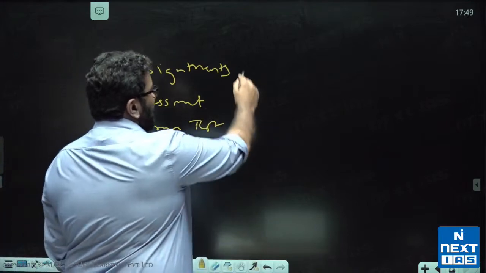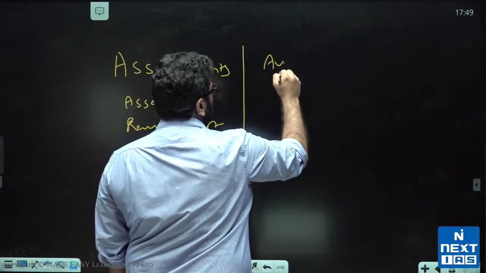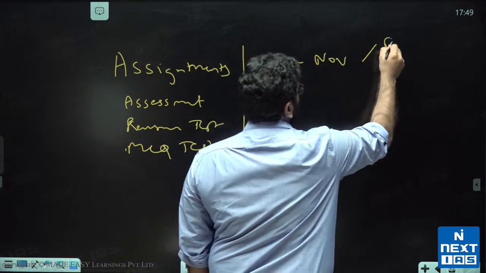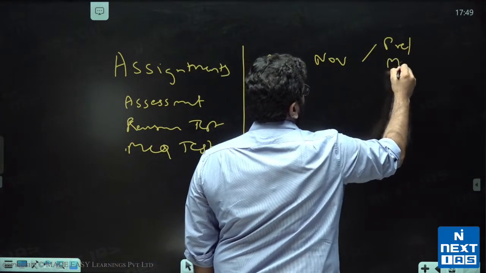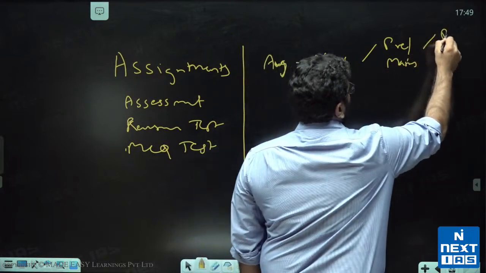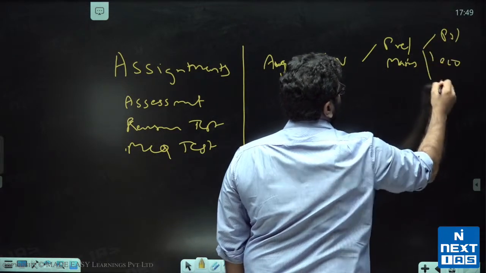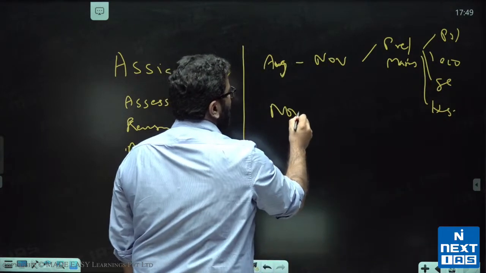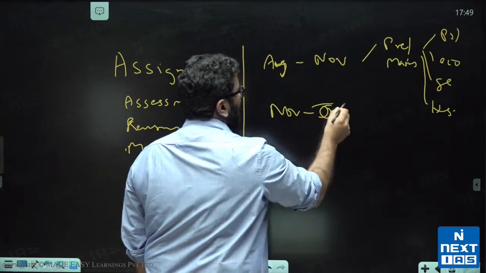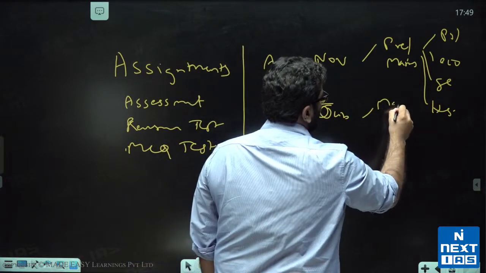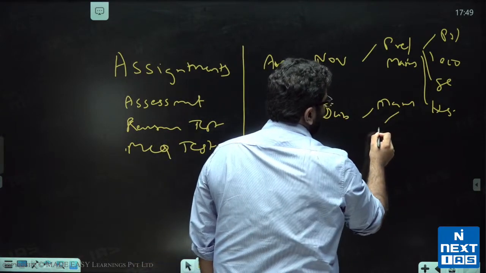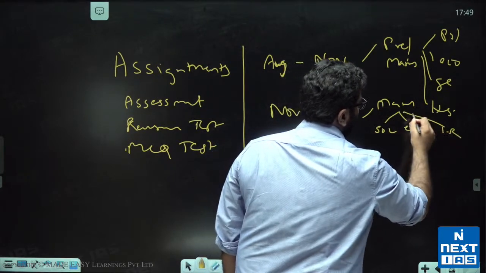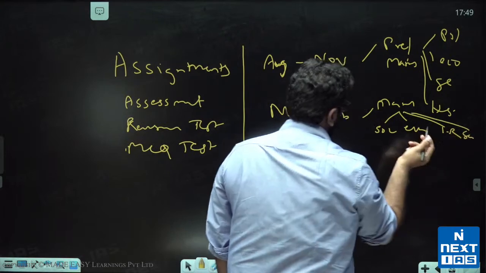Now, in the AIM program, from August to November, we are covering prelims, mains, overlapping topics, right? Polity, economy, geography, history, etc. From November to January, we are covering mains exclusive topics, right? Here we have society, ethics, IR, security, etc.